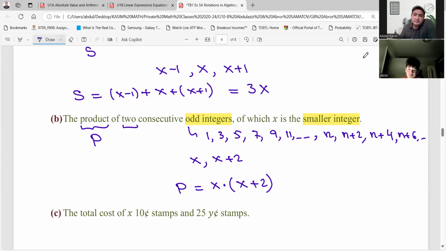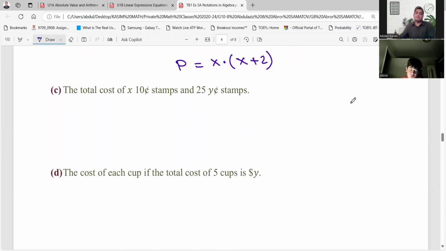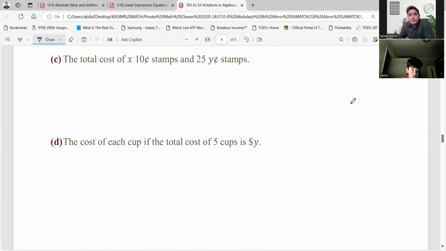All right. C. The total cost of x 10-cent stamps and 25 y-cent stamps. If you have five 10-cent stamps, what is the value of your stamps? How do you find this? 5 times 10 cents, right? Which is 50 cents, right?